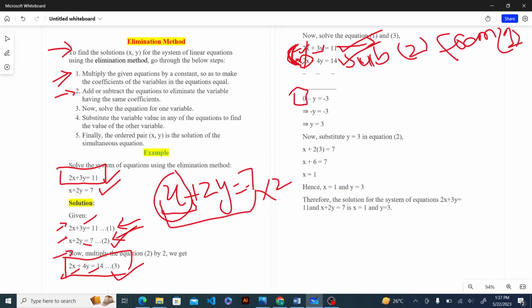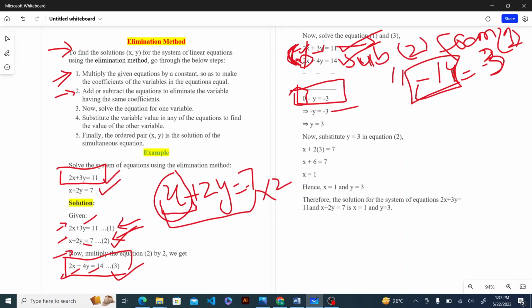When 3y is subtracted from 4y, or alternatively when 4y is subtracted from 3y, then we get minus y, minus 1y. Then the equal sign comes, and then 14 is subtracted from 11. So 11 minus 14 gives us minus 3. The bigger value's sign always comes. So what we have got here is 0 minus y is equal to minus 3.